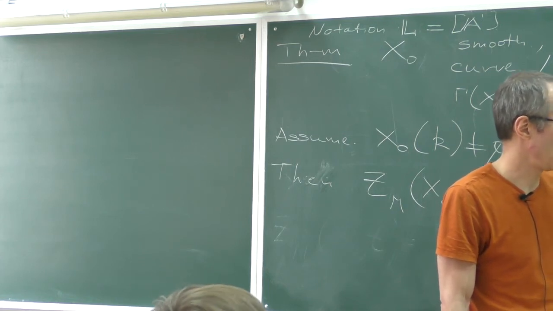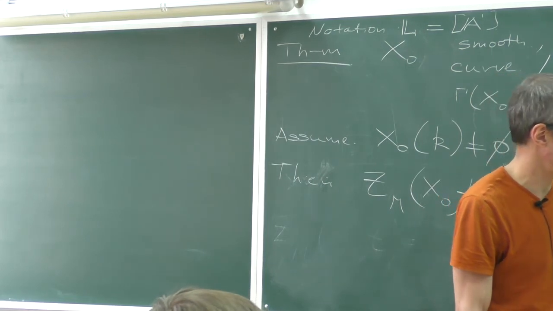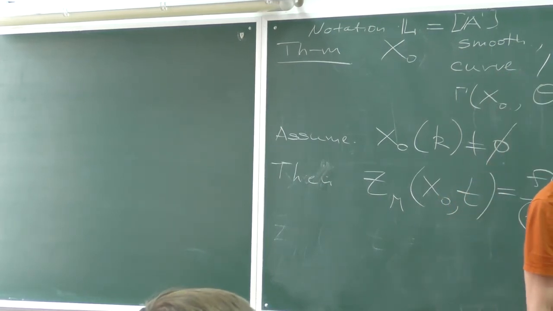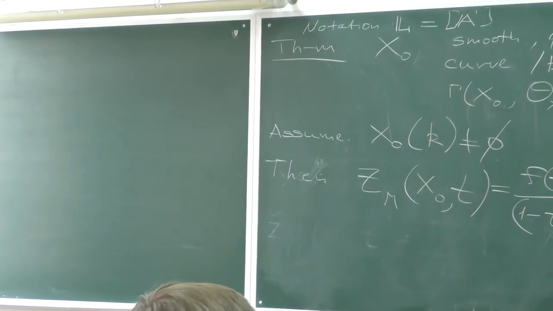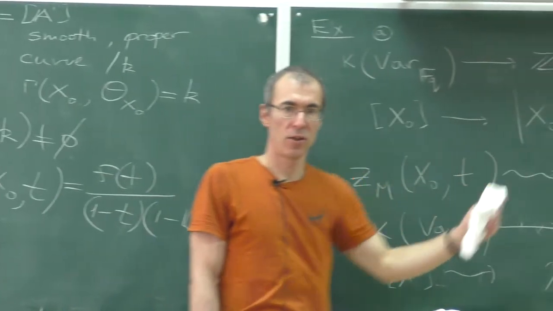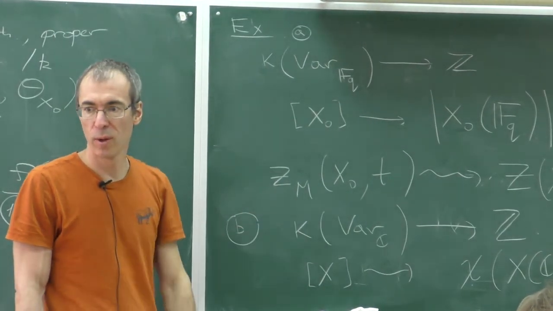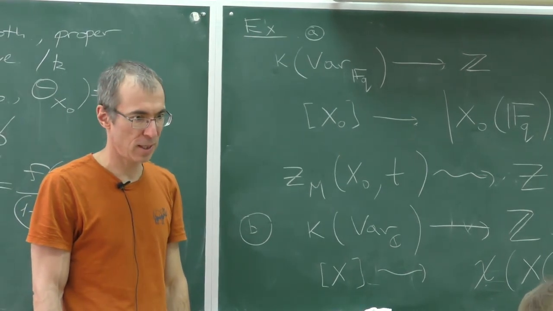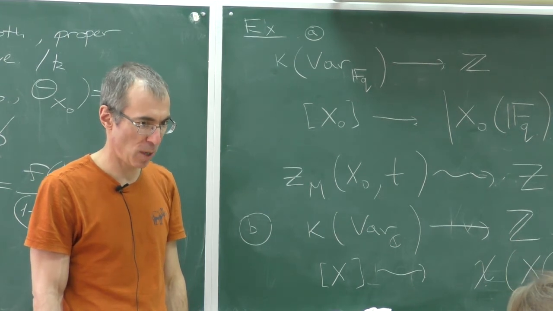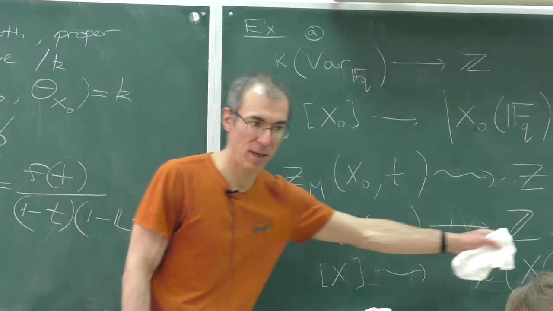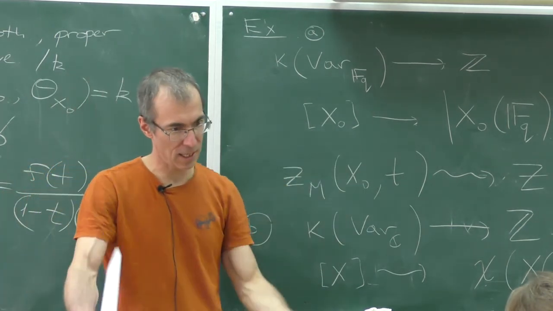For example, the Euler characteristic. So the question is whether there are other examples of homomorphisms from this Grothendieck ring to Z. So in fact, later in this course, we will learn how to define the Euler characteristic of a scheme over any field, in such a way that over C, this would give me this topological Euler characteristic. So this Euler characteristic is another example.